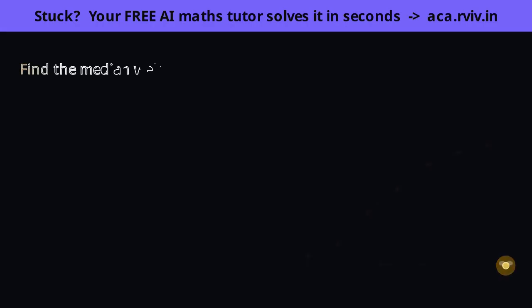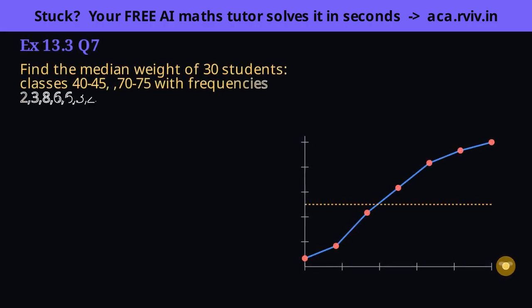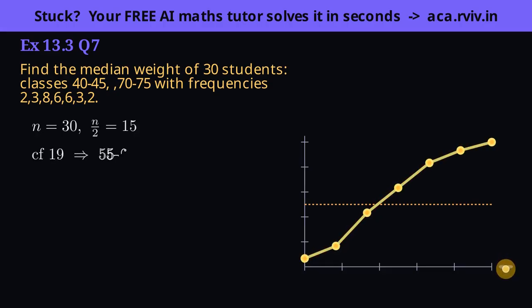A clean 30 students, the median sits just a small step into its class. One last median, nice and clean. Build the cumulative frequencies and find the middle, 30 students, so n over 2 is 15. Walk up to where the cumulative first passes 15. It reaches 19 at the class 55 to 60, the median class.